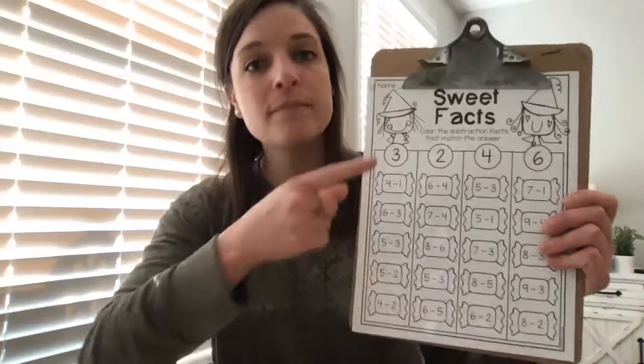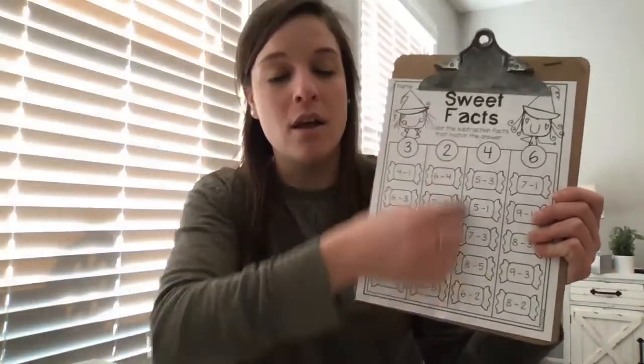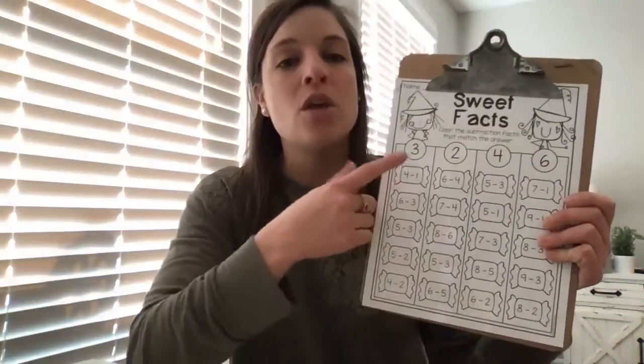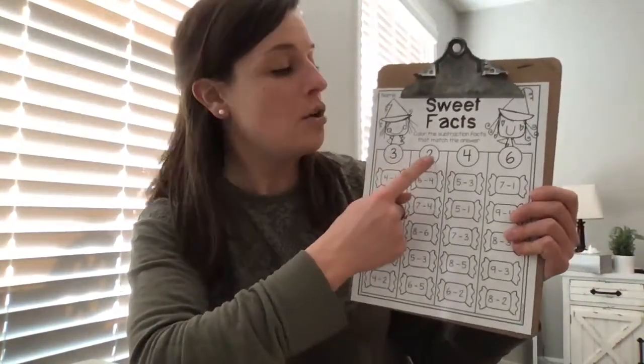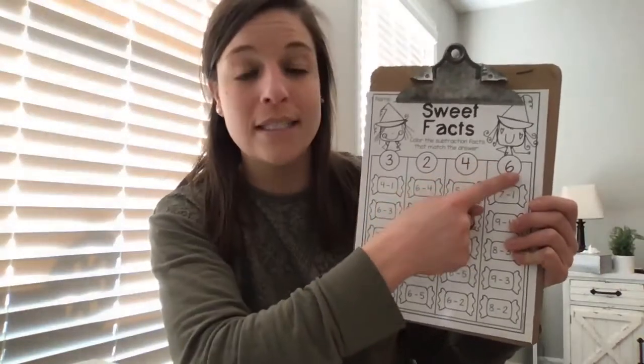But here's the dealio. On your activity sheet, at the top of each column, that's from top to bottom, you have a number. Let's name our numbers that are at the top in the circles. We have 3, 2, 4, 6.